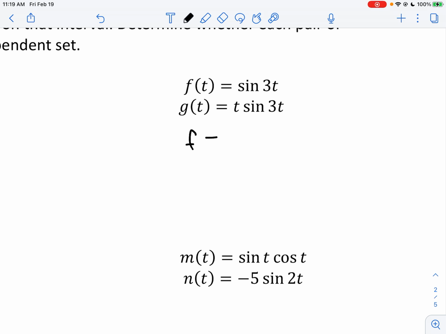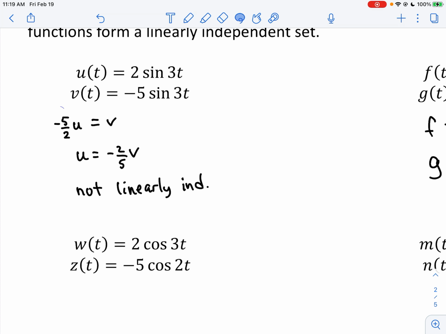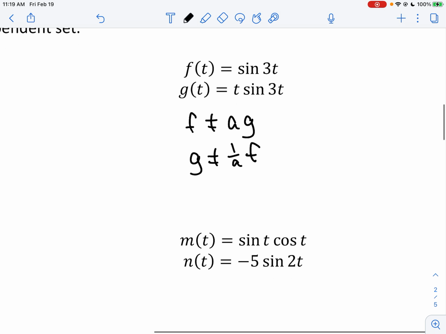So we would say something like this. f is not some sort of multiple of g, and g is not some sort of multiple of f, right? There's just no way. Maybe I'll put a different constant here. They don't have to be the same. They're not going to be the same constant. Like over here, for example, the constant that you would multiply u by to get v is not the same constant you would multiply v by to get u. And in fact, they're reciprocals of each other. So maybe I could say 1 over a here. But there's no way you can scale either one of these to make the other. So these are, I'll just put LI for linearly independent.